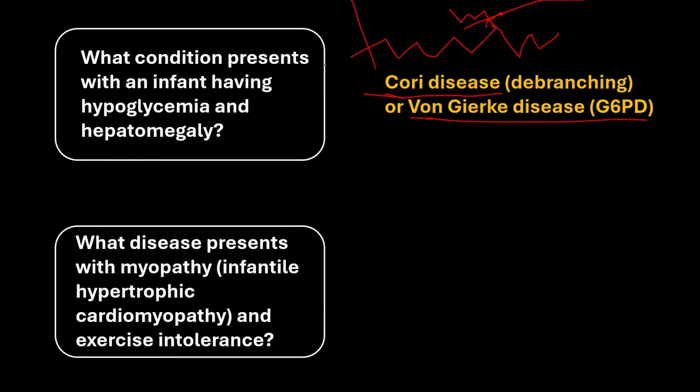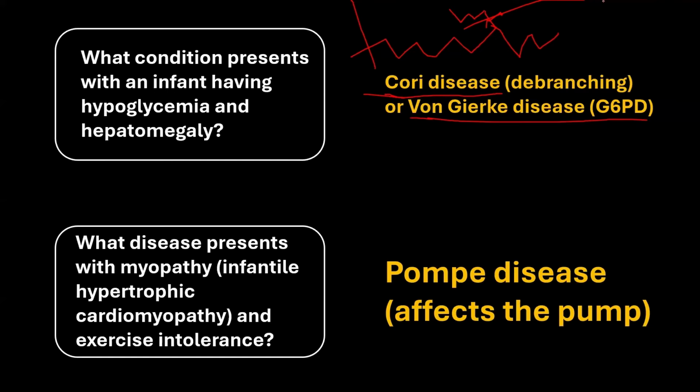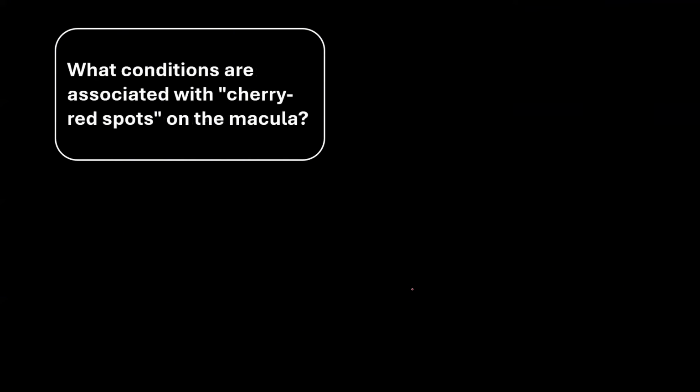Okay, what disease presents with myopathy and then infantile hypertrophic cardiomyopathy and exercise intolerance? Here you go, Pompe. So Pompe disease, type 2 glycogen storage disease, affects the pump. So Pompe affects the pump. All right, what conditions are associated with cherry red spots on the macula? There are three. Two are biochemistry, step one related, and one is more clinically related. All right, we got the two step one ones. So it's Tay-Sachs and Niemann-Pick.